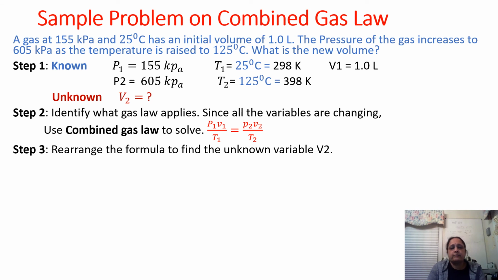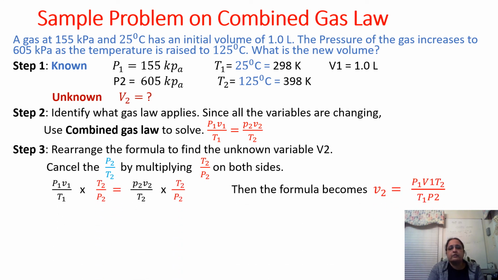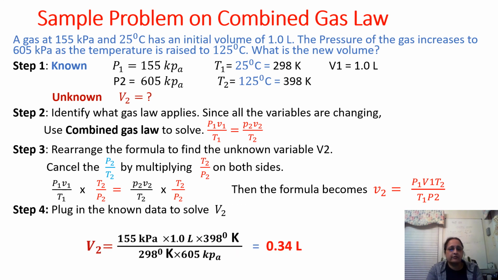Then step 3 is we have to rearrange the formula to find the unknown variable V2. Since P2 and T2 are along with V2, to cancel P2 and T2, we have to multiply both sides by T2 by P2. Then the formula becomes V2 is equal to P1 V1 T2 by T1 P2. The last step is to plug in the known data to solve for V2. Then we get 0.34 liters.